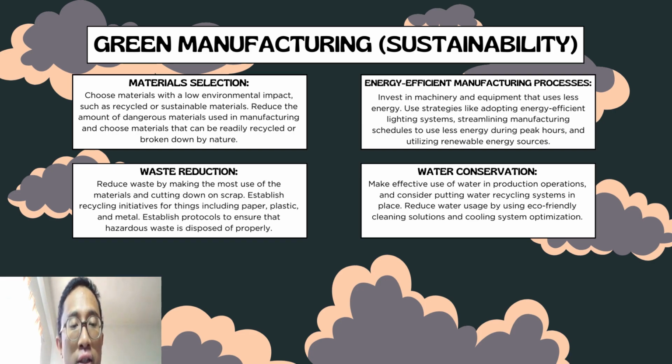Third, we can also do waste reduction. We should reduce waste by making the most use of the materials and cutting down on scraps. Establish recycling initiatives for things including paper, plastic, and metal. We should establish protocols to ensure that hazardous waste is disposed of properly.